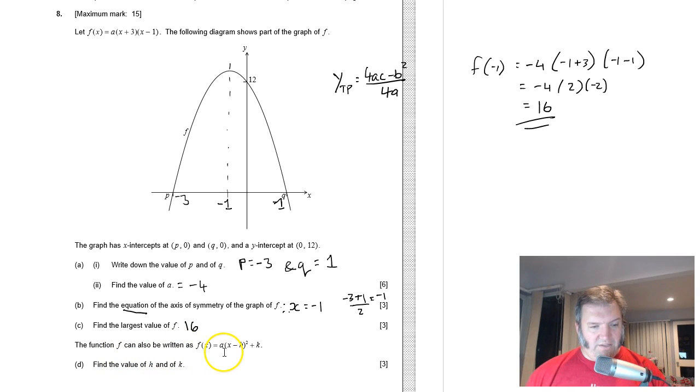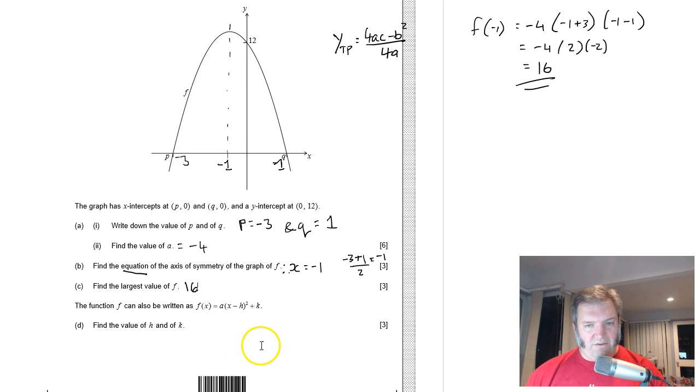The function can also be written as a x minus h squared plus k. Oh my goodness, do we have to complete the square? Well, you could expand and then complete the square to get to that, but why would you? Because we already know the answers. We know what a is. A is -4. We know what h is. H is the x-coordinate of the turning point. So this is x minus -1, all squared, plus k, and k is the y-coordinate of the turning point. Well, what was that? 16.